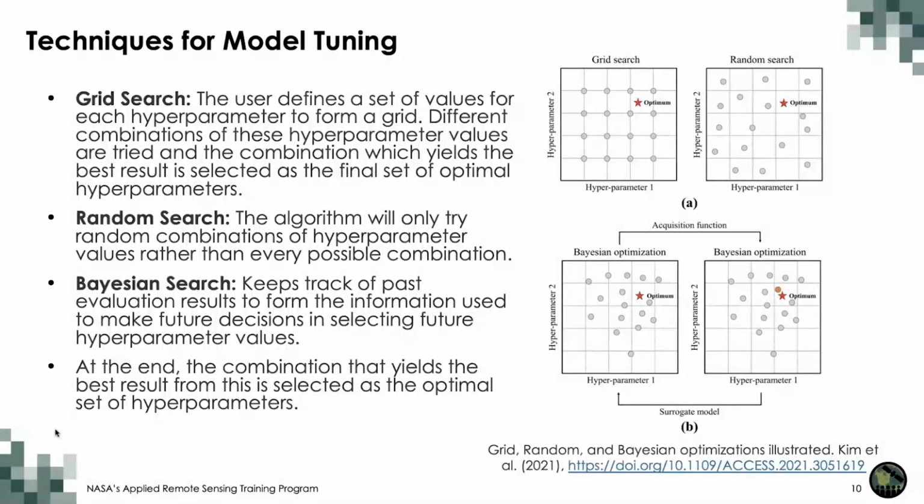We can try different values based on literature or even on the actual knowledge or background that you might have about the algorithm. We also have the random search.